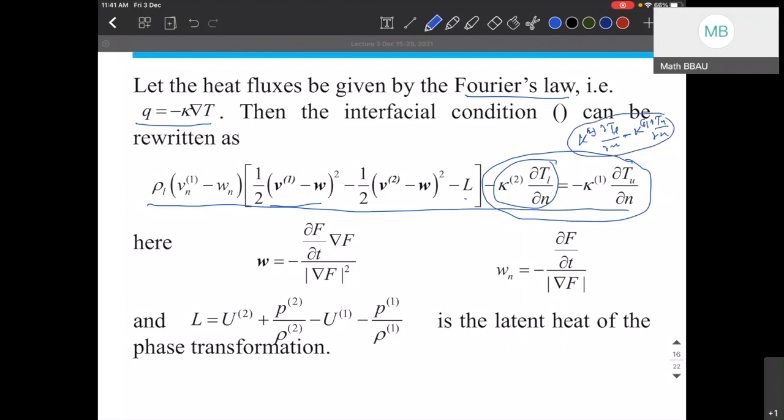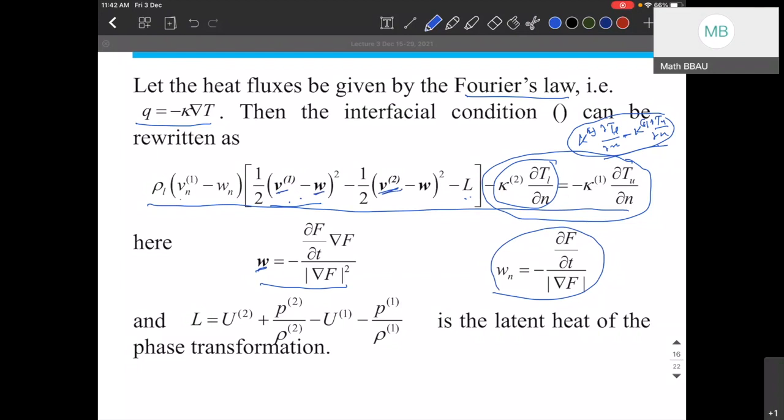The difference between the kinetic energy and the latent heat released during the phase transformation will be equal to the net heat flux, where w is the velocity component and w_n is the normal velocity of the interface. Remember here, this W is the velocity of the interface, and this V1 is the velocity of fluid phase 1, and this is the velocity of fluid phase 2.